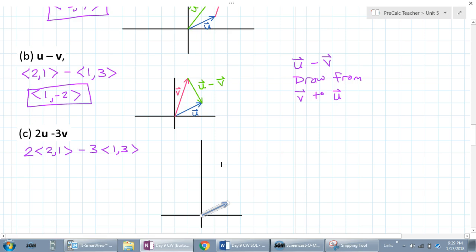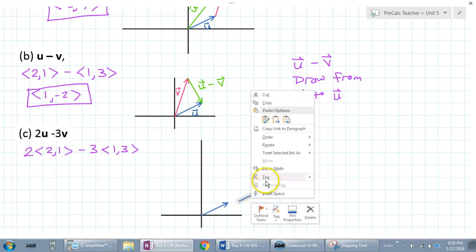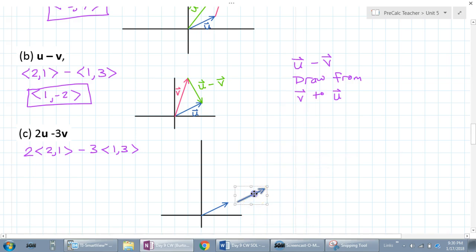So I'm going to copy it, Control C, and then I'll just click away and then paste, Control V. So now I've got another one. And now we'll just put these end to end. It's giving me a tiny bit of trouble today. Okay.